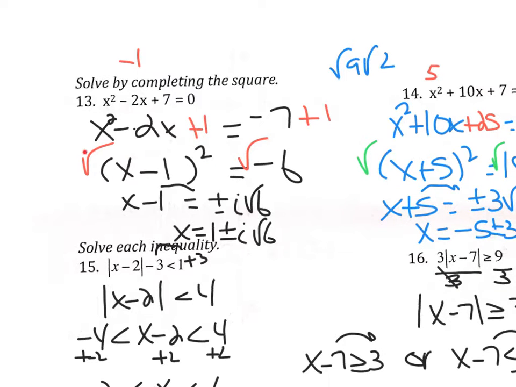So I got to get rid of the square. So I'm going to take square root to both sides. Got to take out an i over here. Don't forget your plus or minus. And it just takes the square away on this side. Move the 1 over. Becomes 1 plus or minus i root 6.